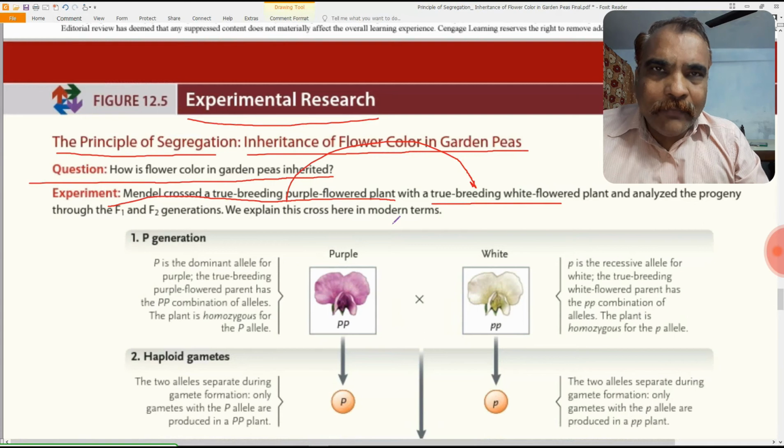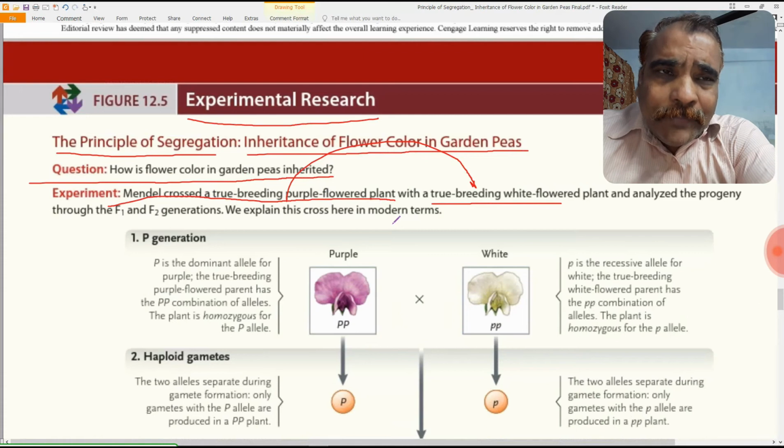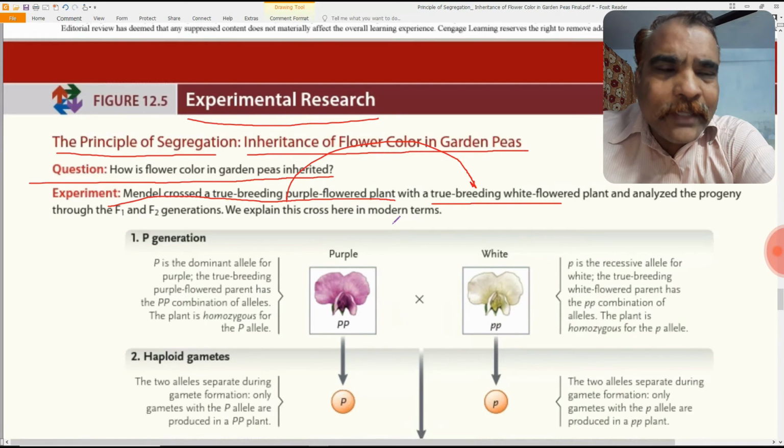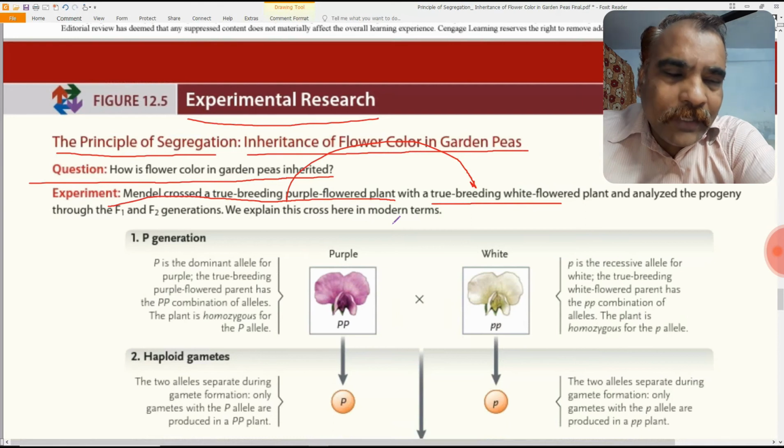Now, for the monohybrid cross, Mendel allowed cross fertilization between the purple color flower and the white color flower. For the cross fertilization, he transferred the pollen grains from the anther to the stigma of the opposite color flower, and how the seeds are formed, all this we know because we have studied cross fertilization.